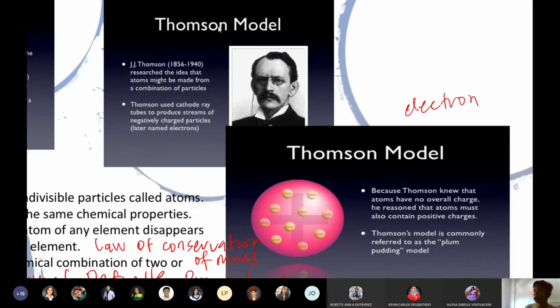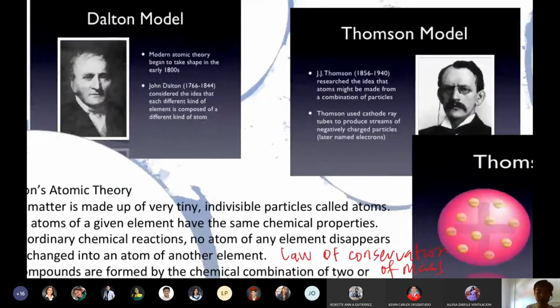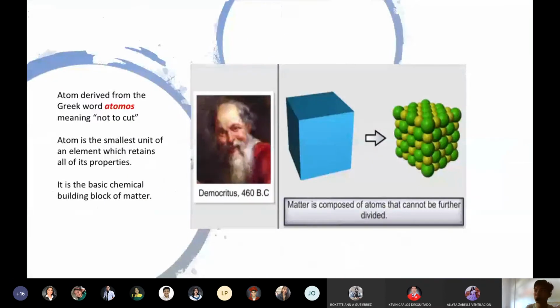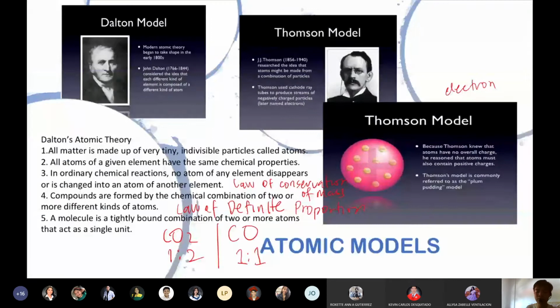So the idea of Thomson is that the atom is not just a bunch of circles. It is not just a bunch of indivisible particles, but it also contains smaller particles in it.